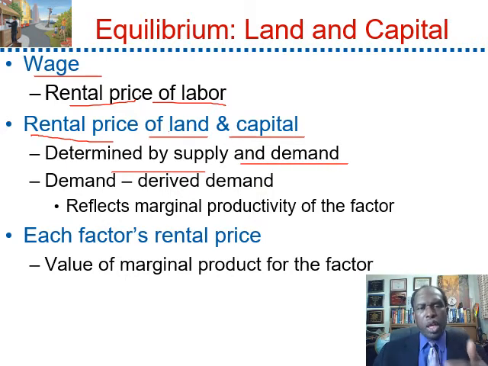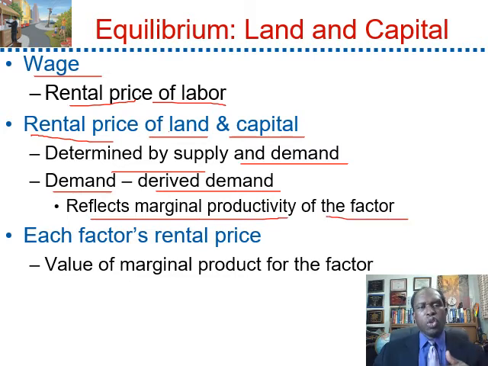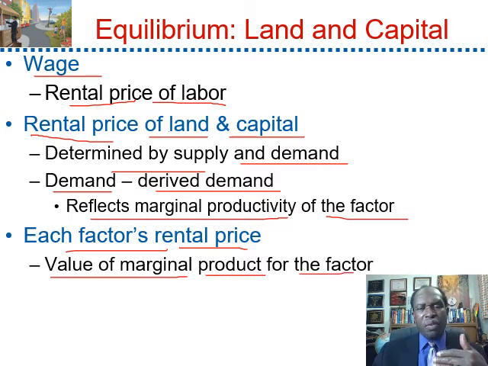So in the market for land and capital, the demand is a derived demand curve and it reflects the marginal product. So each factor's rental price equals the value of the marginal product of the factor.